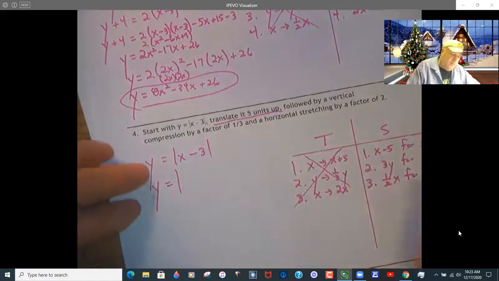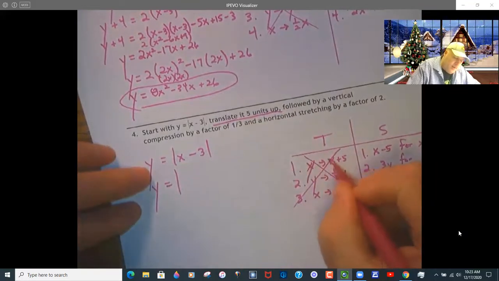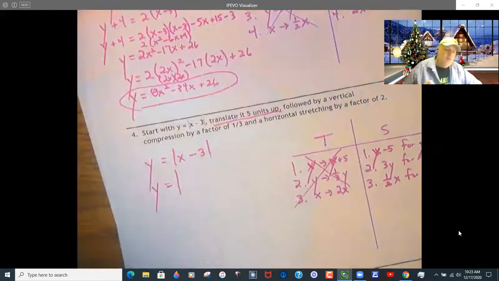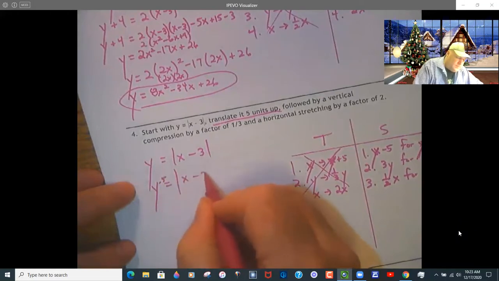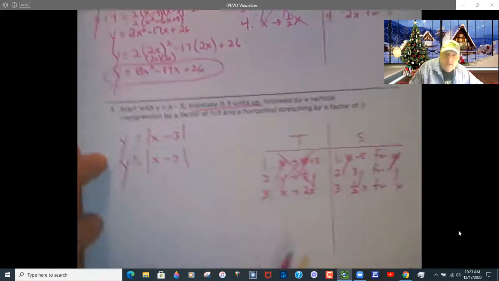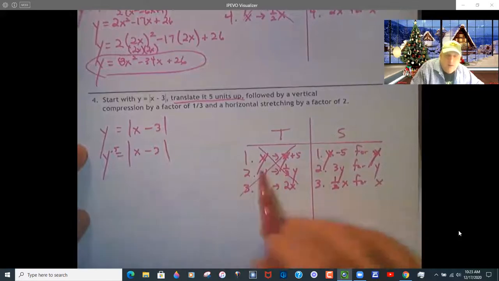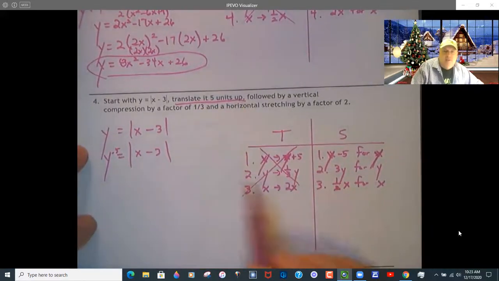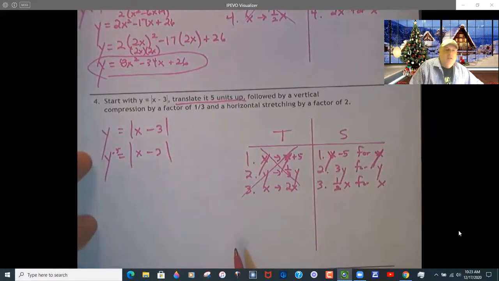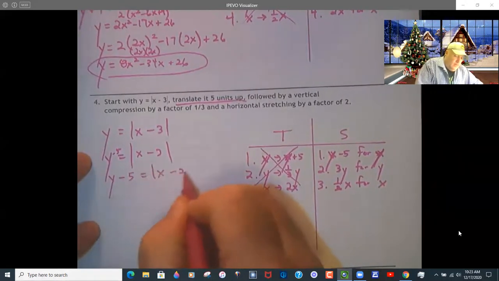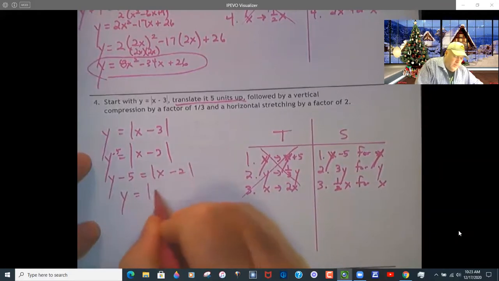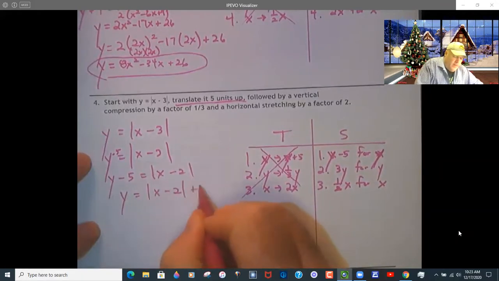5 units up is, it's y, my bad. So y minus 5 for y. That's why you got to check your work. So we got y minus 5 in for y. Y minus 5 on the left here, sorry about that. These are all y's. Up 5 units, y goes to y plus 5. So y equals x minus 2 plus 5.